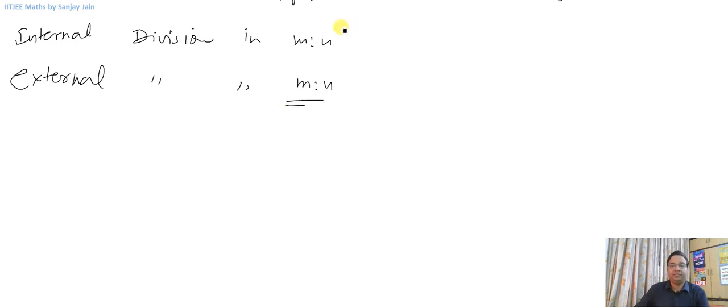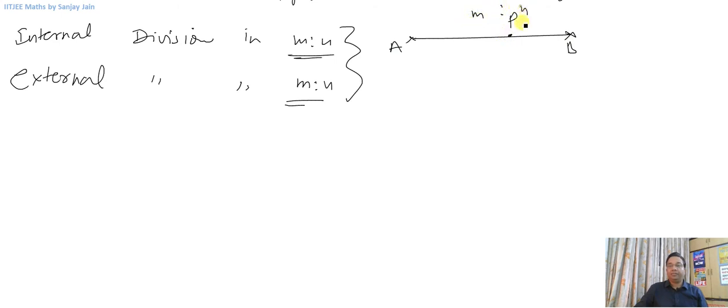When we studied the section formula, we said that for internal division, let us say we have this line segment AB and this point P divides it into m is to n internally. Now this is internal division. Why is it internal division? Because this point P lies between these 2 points A and B, right?